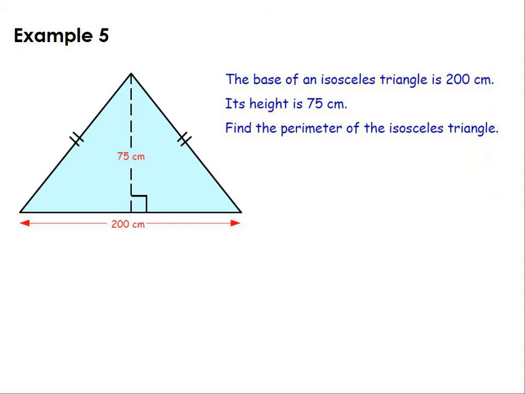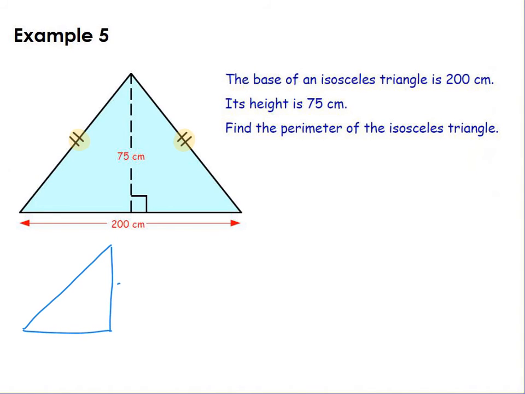Example 5. The base of an isosceles triangle is 200 centimetres and its height is 75 centimetres. Find the perimeter of the isosceles triangle. So, two things. Isosceles triangles, we have got two sides which are the same length, so this side and this side. And we want to find the perimeter, which is the outline of the triangle. So the first thing I'm going to need to do is work out the length of one of these sides. Now, it doesn't matter which triangle we choose because they're both the same length. So I'm going to draw the one on the left-hand side.